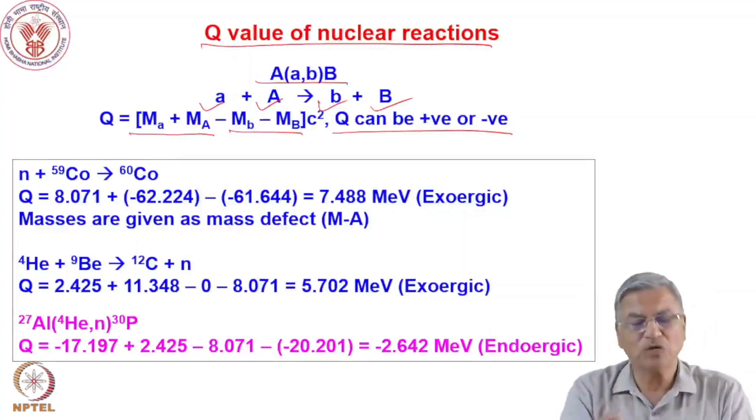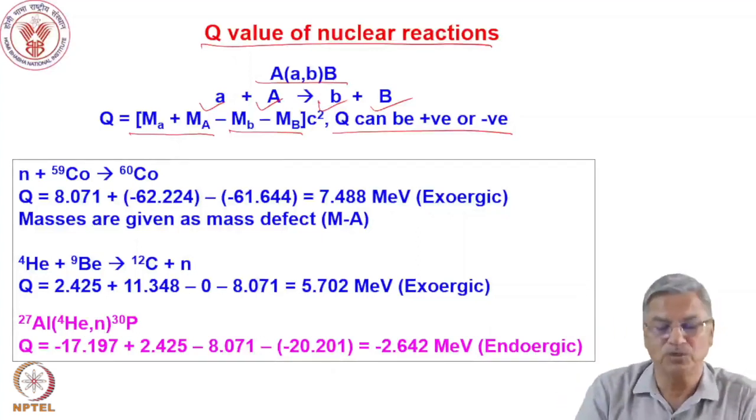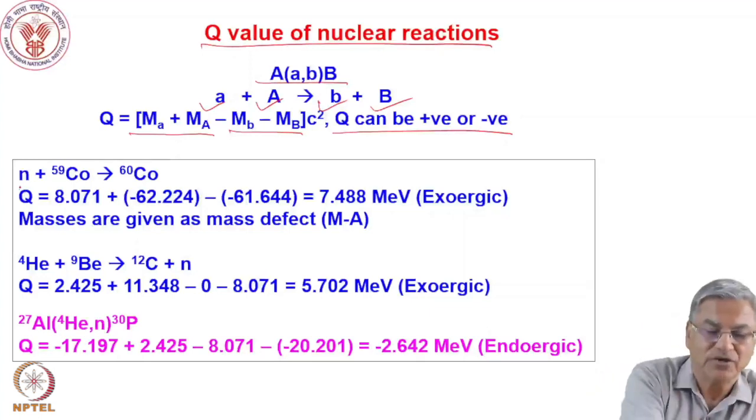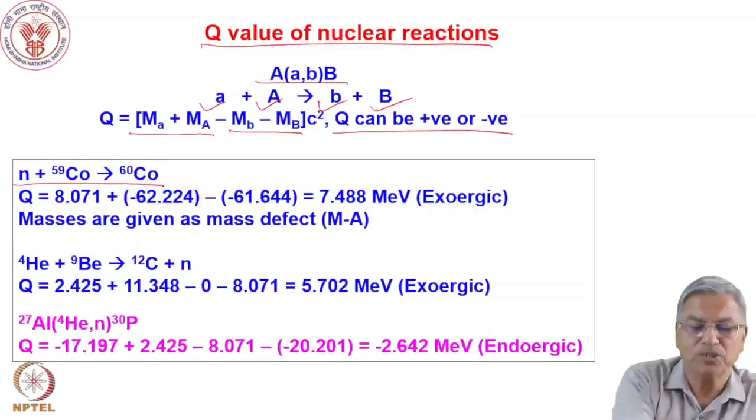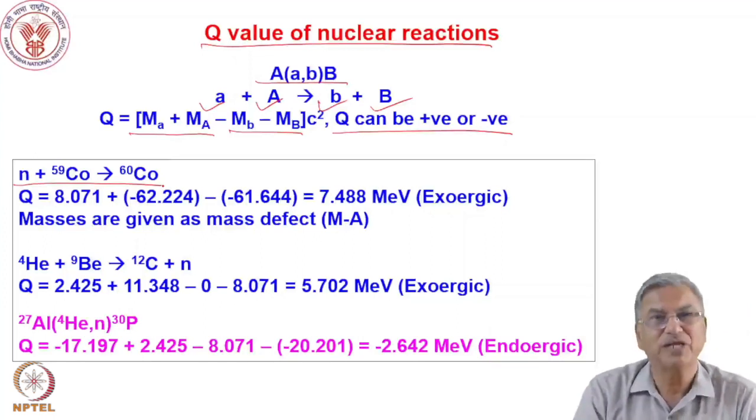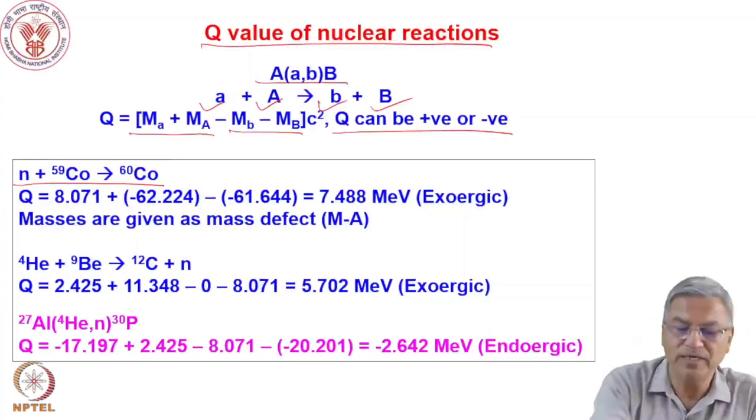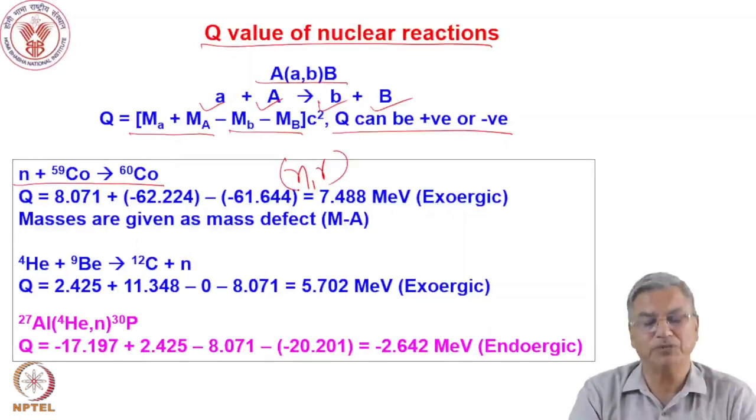So let us work out some examples to demonstrate this point. What kind of masses we need to put into the nuclear reactions to calculate the Q value of nuclear reactions. I give you some examples. Neutron plus cobalt 59 gives rise to cobalt 60. So this is called an (n, gamma) type of reaction, a neutron capture reaction.